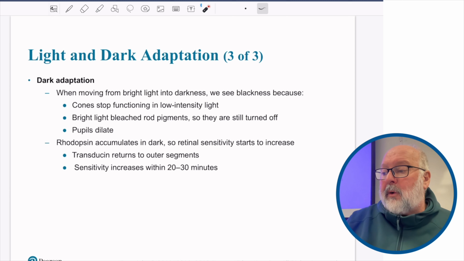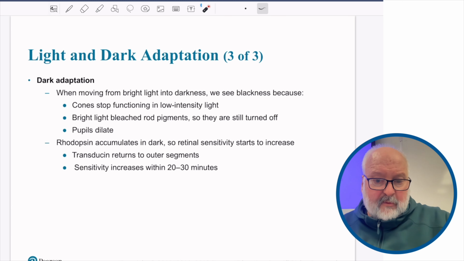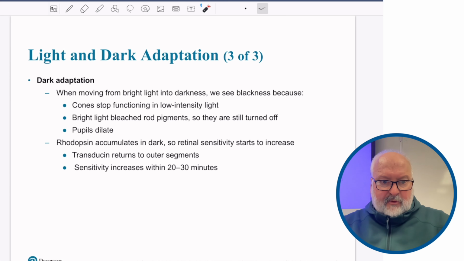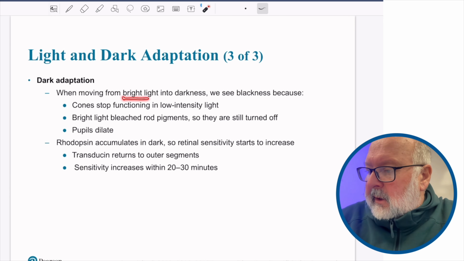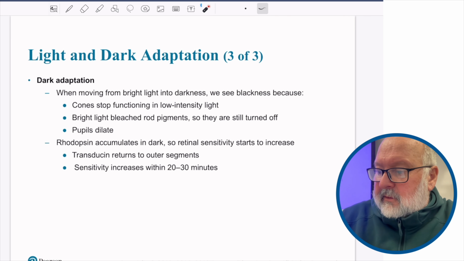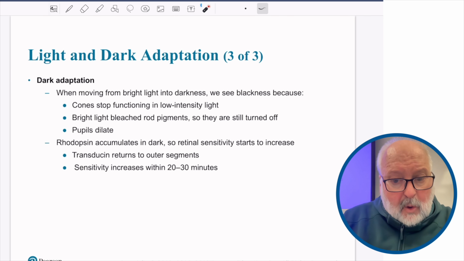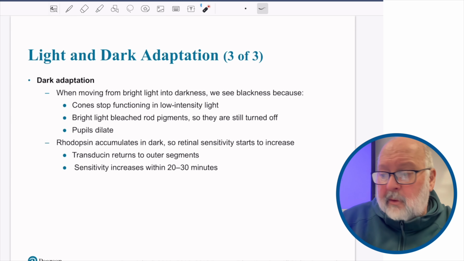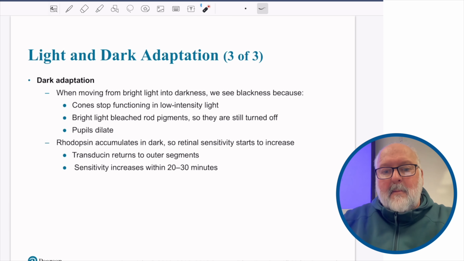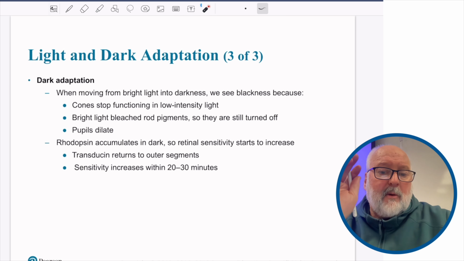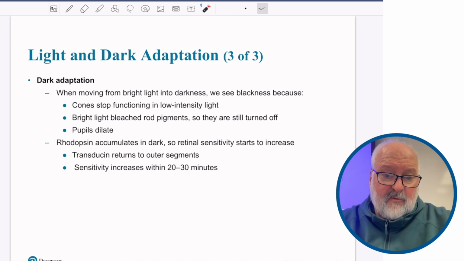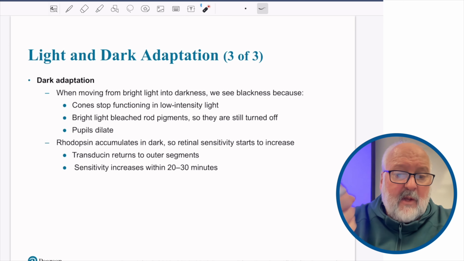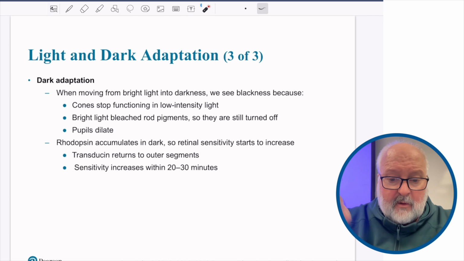How about if I'm in bright light and I walk into a dark movie theater? I'm going to have trouble seeing everything at first. And the reason is that when I'm moving from bright light into darkness, we see blackness, because as soon as I get into the darkness, remember, cones need bright light. Now all of a sudden there's no bright light, so cones stop functioning. But when I was out in the bright light, my rods had become non-functional. I had bleached the photochemical. So it's going to take a while for the rods, now that I'm in the dark, to start to build up the photochemical.